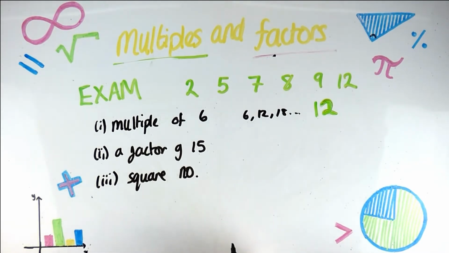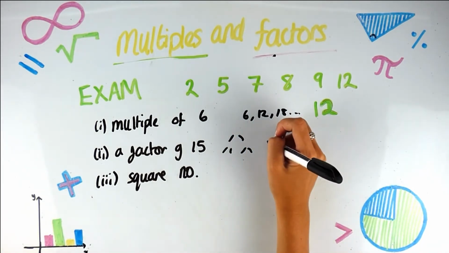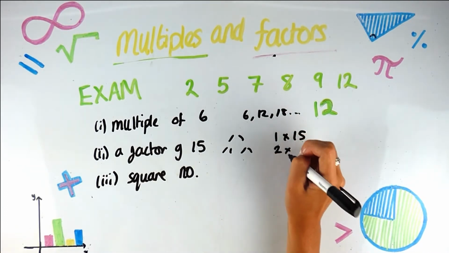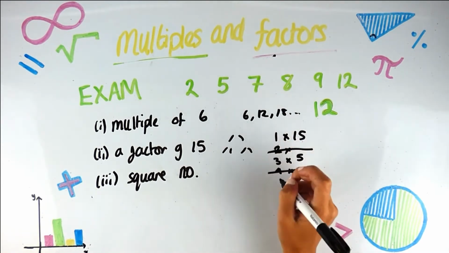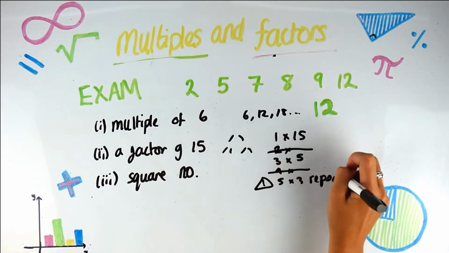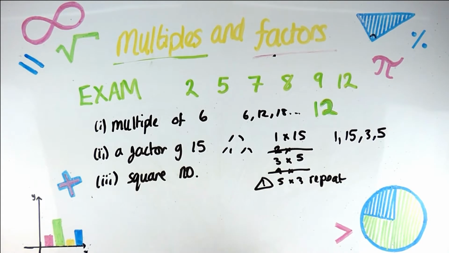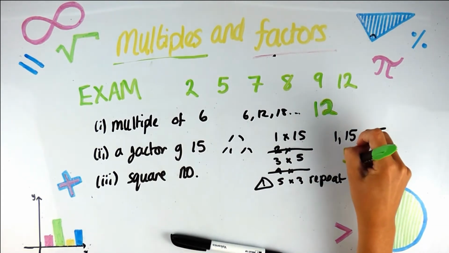A factor of 15, so I think factor, and then I know factor tree, so I picture the things going down. I think, it's numbers that divide into it. Okay, so I've got 15, what numbers divide into 15? I have 1 times 15, I have 2 times nothing, 3 times 5, 4 times nothing, 5 times 3, and there's my repeat. So I know the factors of 15 are 1, 15, 3 and 5, but that's not what it's asking me for. It's asking me for which one's in the list. And I see 5 is in the list, so this one is 5.